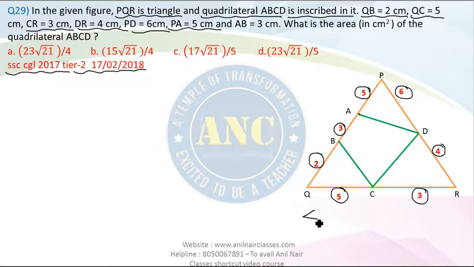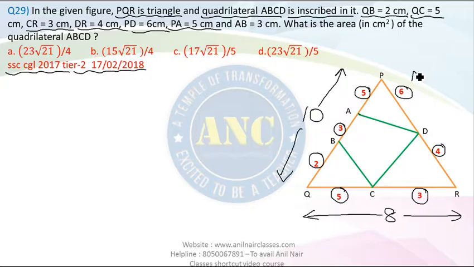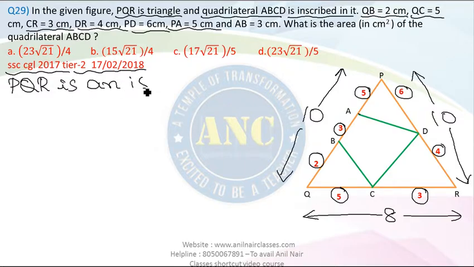That means, can I say that entire QR is 5 plus 3, 8. Entire PQ is 5 plus 3 plus 2, 10. And entire PR is 6 plus 4, 10. That means, in simple language, PQ is 10, PR is also 10. Two sides of a triangle are equal. If two sides of a triangle are equal, then it becomes an isosceles triangle. That means PQR is an isosceles triangle. This is the first key point that each and every student should understand.